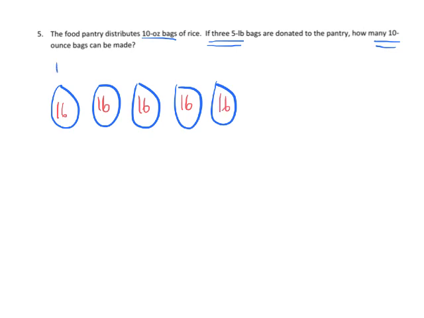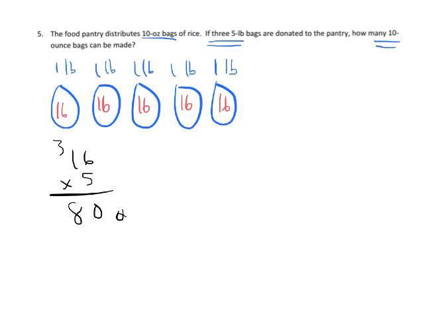So this is 1 pound, 1 lb, 1 lb, 1 lb, 1 lb, 1 lb. So there's our 5 pounds and 16 ounces in each pound. So we're going to do 16 times 5. That gives us 80 ounces total.